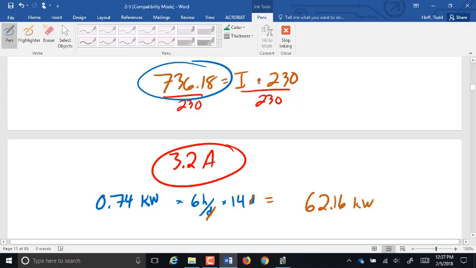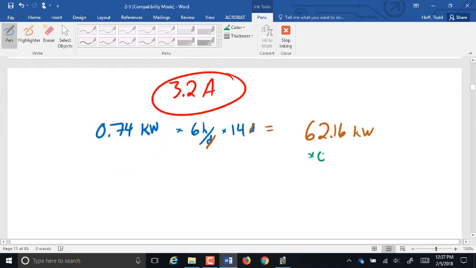Then we multiply that times our 10 cents. So that's $6.22, $6.22 cost for 2 weeks.